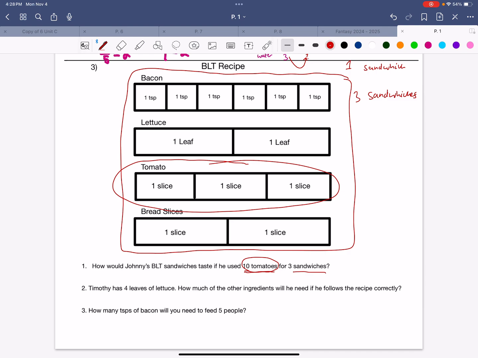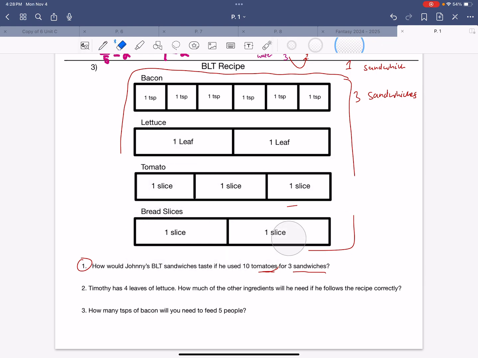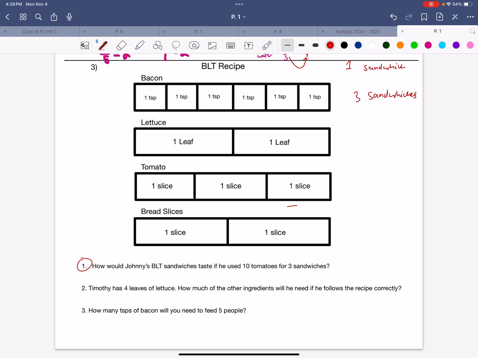That's for question 1. Question 2 says, Timothy has 4 leaves of lettuce. How much of the other ingredients will he need if he follows the recipe correctly? Well, again, this recipe is for 1 sandwich. If 1 sandwich needs 2 leaves, when he's using 4 leaves, that means I need 2 sandwiches. So just tell me, for 2 sandwiches, how much bacon will I need? How much tomato will I need? And how much bread will I need?